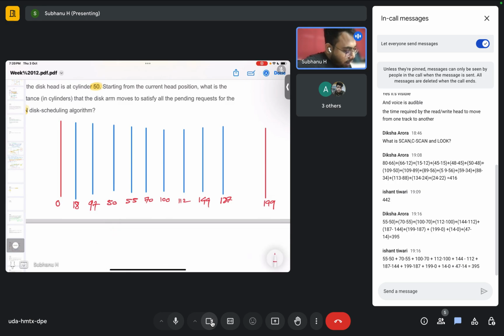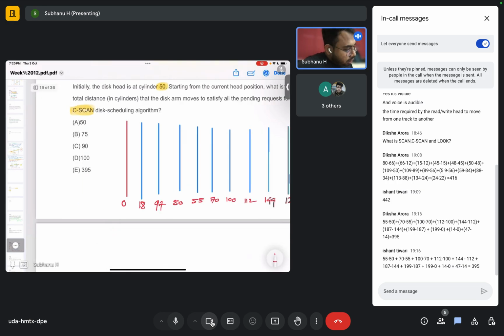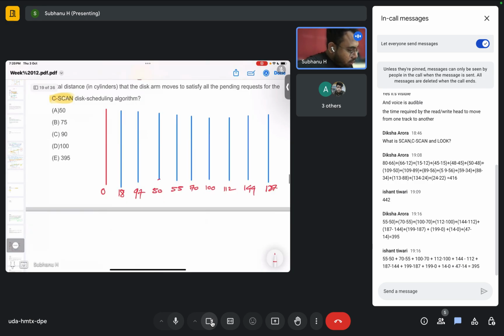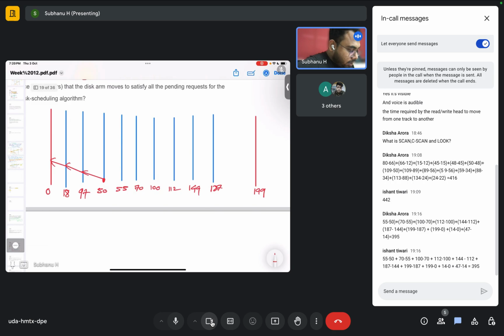Okay. So it is given that it will start from cylinder 50. And here, I'll be going to 47, from 18, from 0. So then from 0 in C scan, I'll be going to 199. Okay. Then I'll be coming back to 187, then 144.